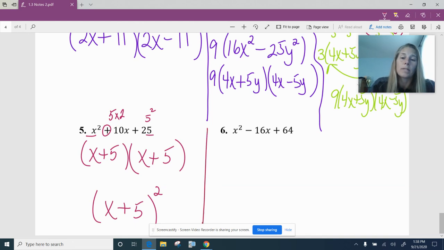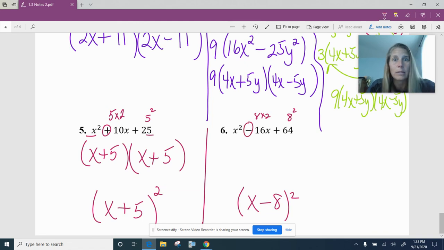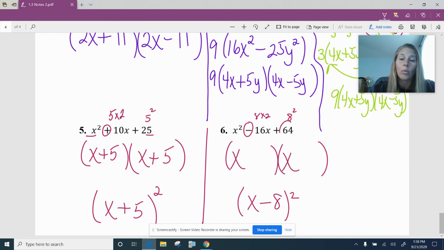Same thing for number 6, okay? 8 squared is 64, and 8 times 2 is 16. So I can just write x minus 8 squared. The minus would be because of that sign right there. If you don't notice the pattern, then you can just factor it the normal way. What two numbers multiply to 64 and add up to 16? 8 and 8. Since it's a negative 16, they would both be negatives. And then you're like, hey, I have the same thing twice. You write it once with the square.